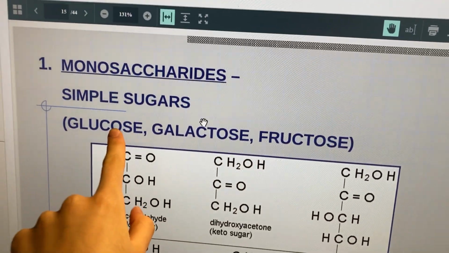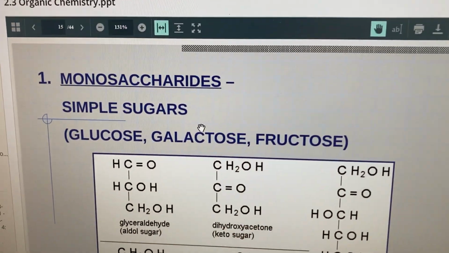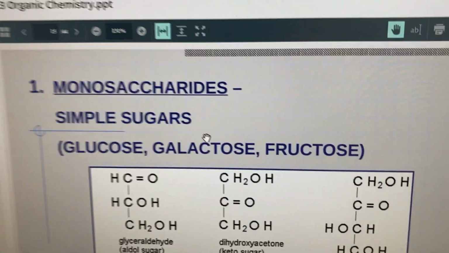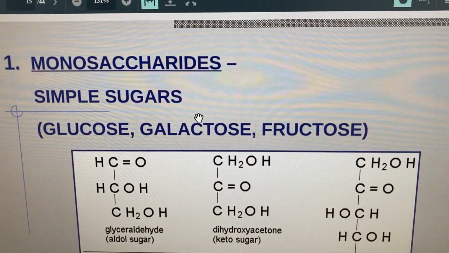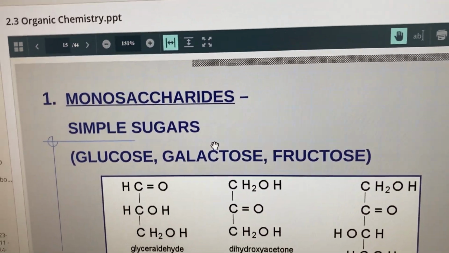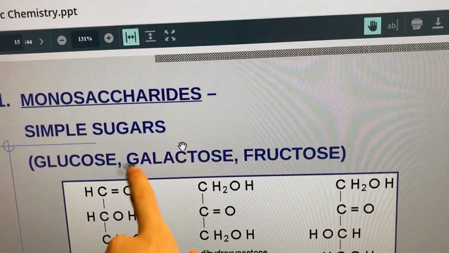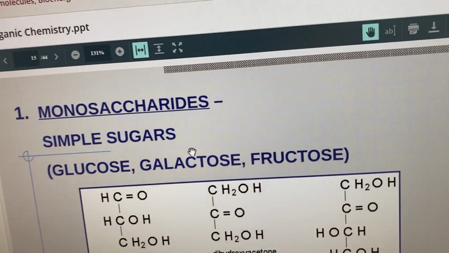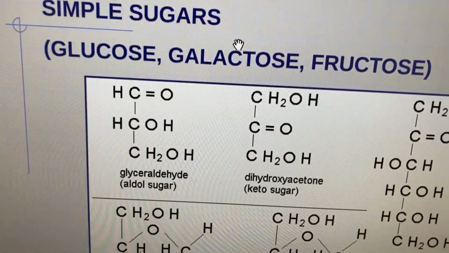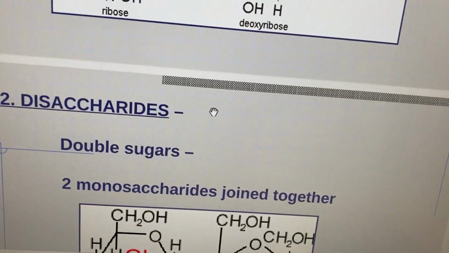And then all three of these are isomers. Do you guys remember what isomers are? That means they have a different structural formula, but the same empirical formula. So these guys are all C6H12O6. Okay, and then here, we're just gonna ignore that photo because it's not that important.